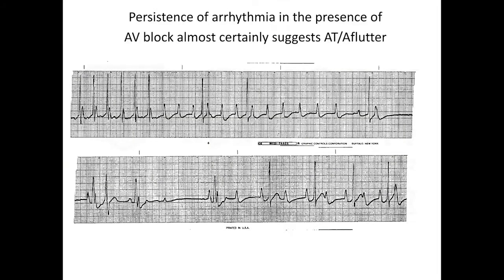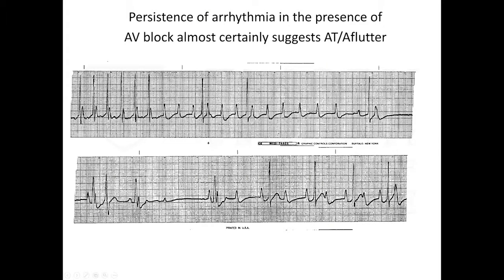If you have AV block and persistence of P waves, boom, boom, boom, boom, boom, here's the adenosine. This suggests that the atrium is driving the show. So this is an atrial tachycardia. If you have termination like this case, you know it's an atrial tachycardia.